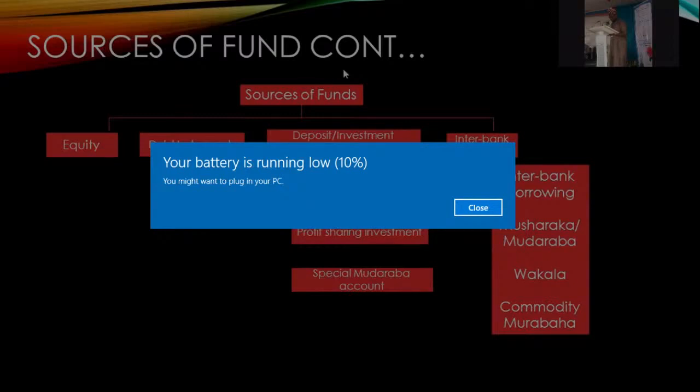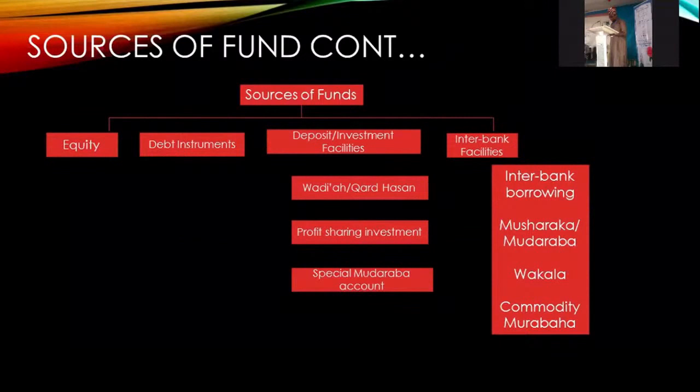So when we look at the interbanking facilities in a conventional system, they call it LIBOR. There is interest, that is the stipulated interest rate to be paid back after collecting the money. But here, they are calling it interbanking borrowing. There is an alternative of Musharaka and Mudaraba, and an alternative of Wakala and commodity Murabaha. We are going to see how those things work in detail when we come to interbanking facilities. Okay, next slide, Professor.